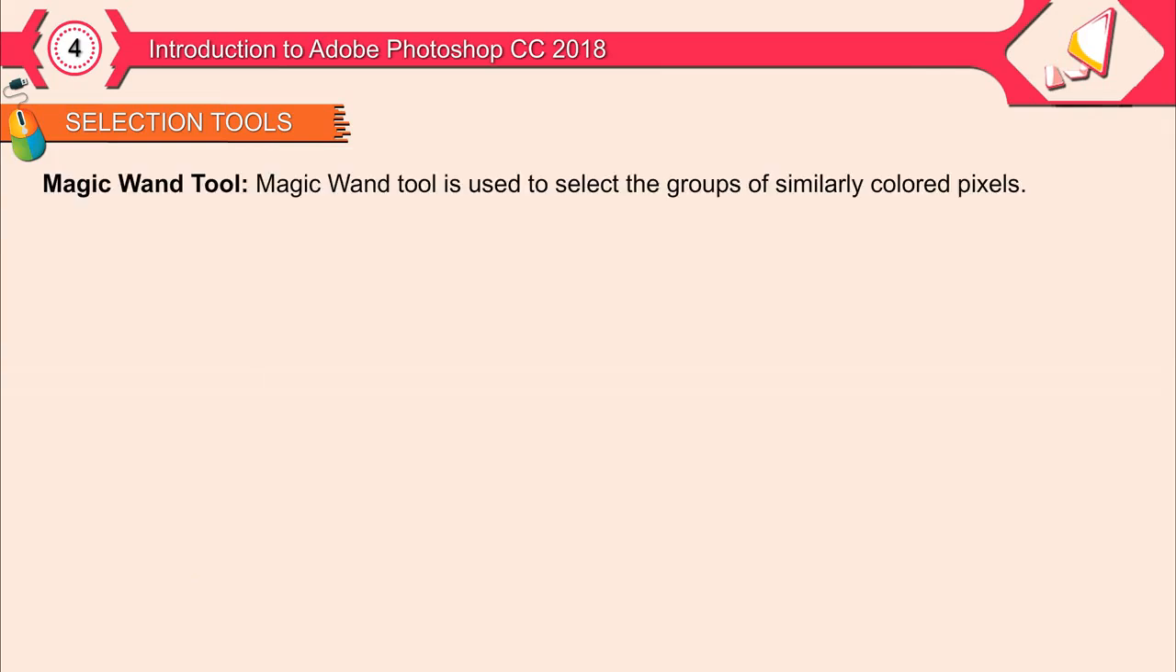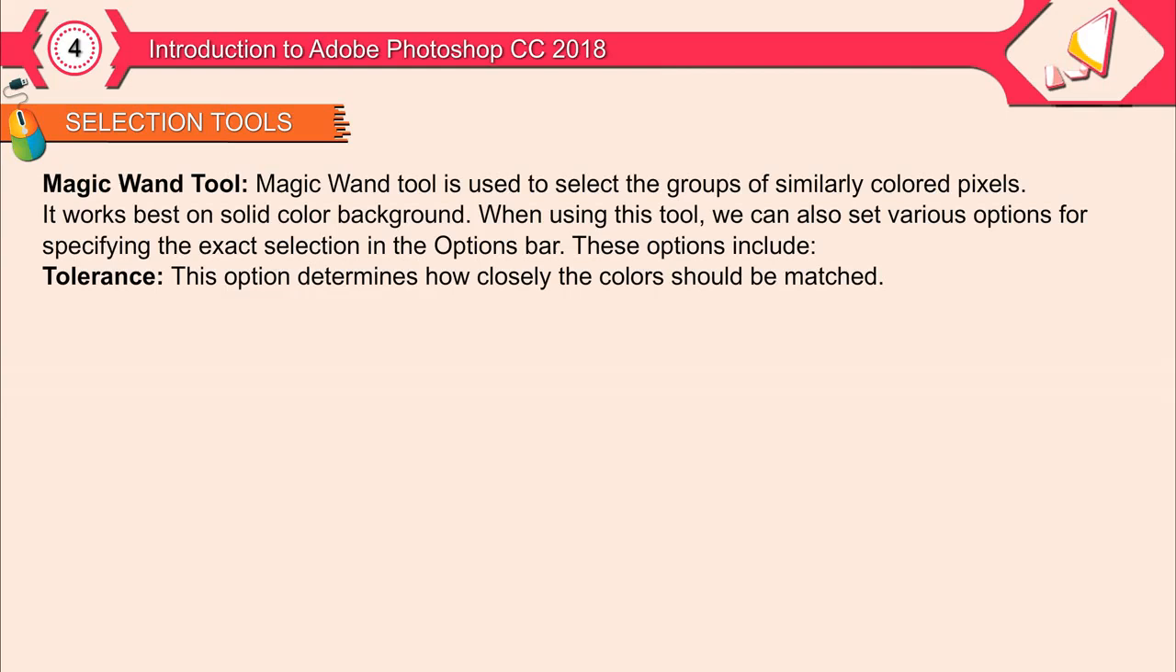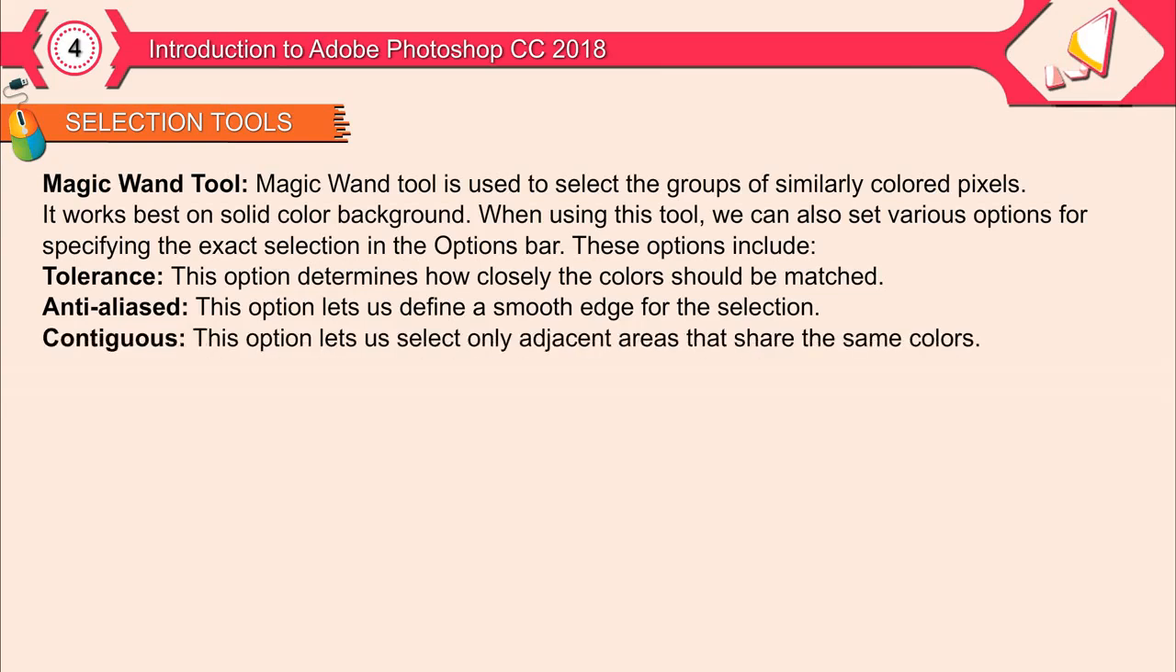Magic Wand tool. Magic Wand tool is used to select the groups of similarly colored pixels. It works best on solid color background. When using this tool, we can also set various options for specifying the exact selection in the options bar. These options include tolerance. This option determines how closely the colors should be matched. Anti-aliased. This option lets us define a smooth edge for the selection. Contiguous. This option lets us select only adjacent areas that share the same colors.